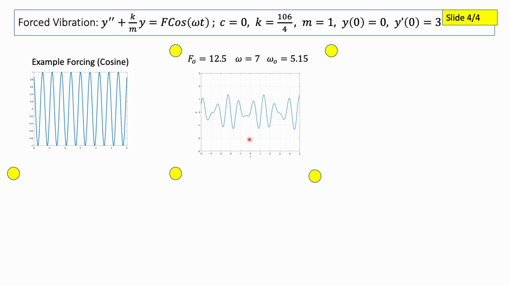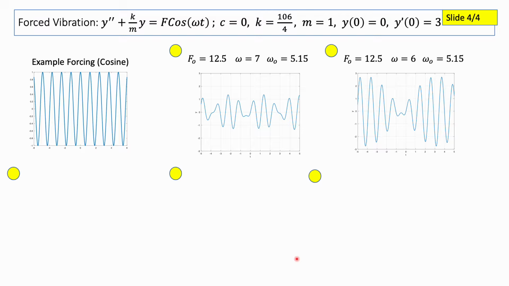This is a pretty jagged shape. So if you look at the mass, it'll be jerking around. Look at this example. Here what we did, F0 is held constant at 12.5. We decreased omega to 6. So we brought it closer to 5.15. When you bring it closer, look, it kind of looks funny. Looks like there's something that's almost sinusoidal, there's large amplitude, and it breaks down and then becomes sinusoidal again. Let's examine this some more.